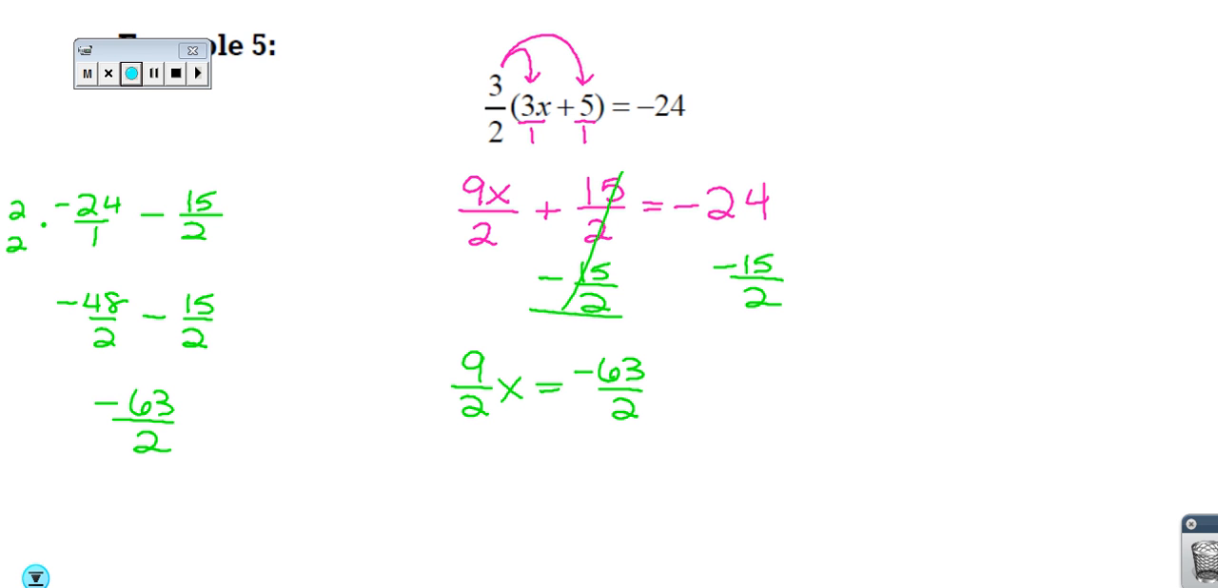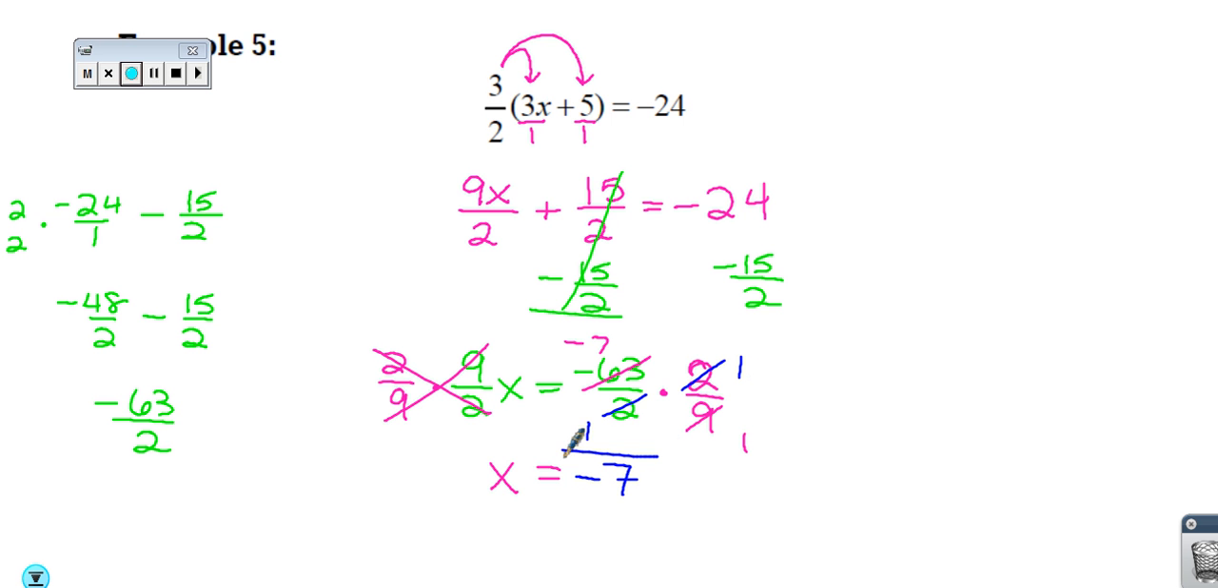From here, I want to use the reciprocal, multiply it on both sides of my equation. So I'm going to multiply by 2 over 9. And this will cancel out. We're left with x is equal to, and we can divide or simplify on the diagonal. 9 goes into both 9 and negative 63, so this is negative 7, this is a 1. And I can also simplify on the other diagonal. 2 goes into both of these, so we do have negative 7 here.